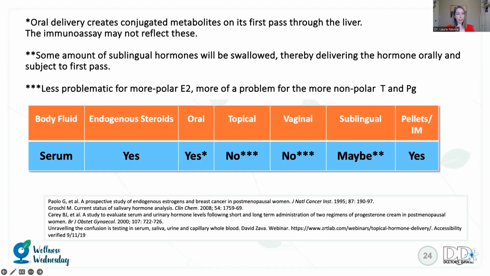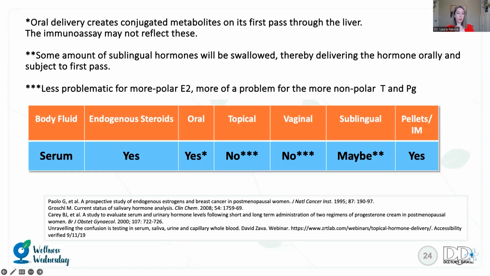With some caveats, oral delivery is going through the digestive tract, so you're seeing a lot of conjugated metabolites. And immunoassays may not be reflective of that. When you get into using something like mass spec, it's probably more accurate. Topical, I would argue no, and I won't leave you here. I will go into a lot of detail about that when we move on today. But again, I would not recommend changing the dosing based on serum values if someone's using a topical hormone replacement.